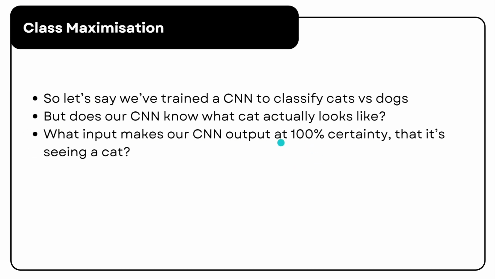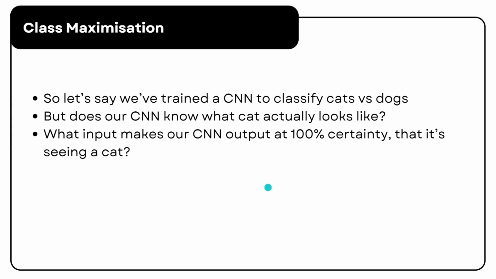So what does maximization actually mean? Let's imagine we have trained a CNN to classify images as either cats or dogs. So now the big question is, does the CNN really understand what a cat looks like? Specifically, what kind of input would make the CNN output a prediction with 100% confidence that it is seeing a cat? That's exactly what class maximization aims to explore.